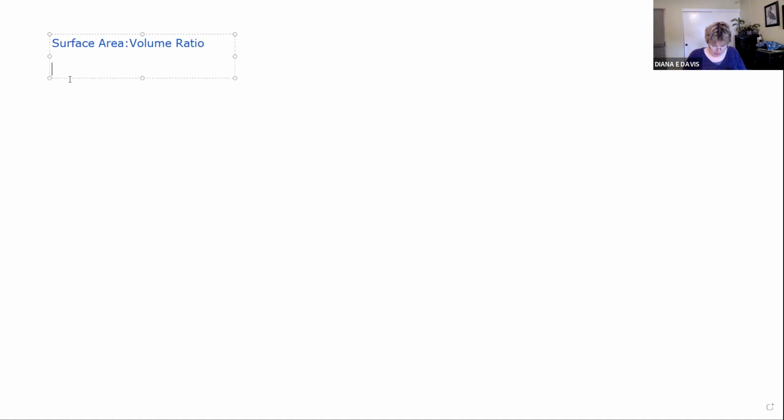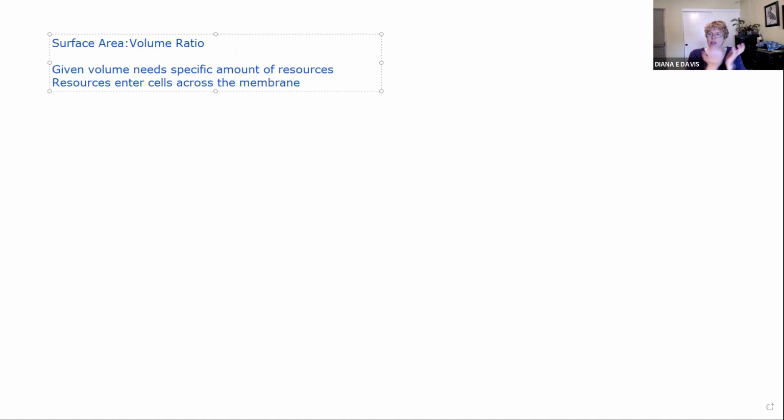So the idea here is that a given volume needs a specific amount of resources. Resources enter cells across the membrane. So all cells are wrapped in a membrane. The surface area limits the amount of resources that can enter a cell.